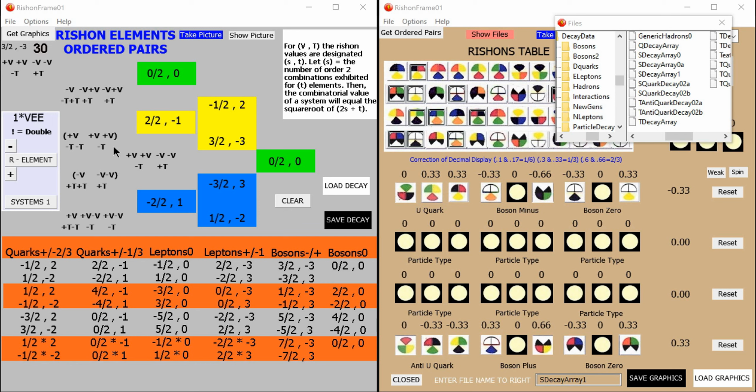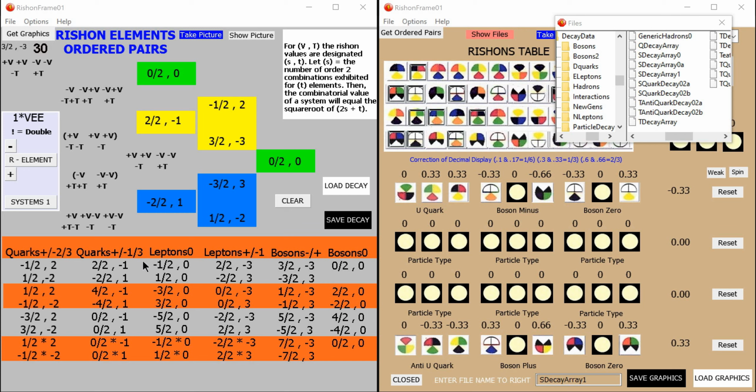In addition, since the generic U cannot represent the S quark, we actually have a scalar boson minus, which is composed of an anti-V flavored rishon and an anti-T rishon.